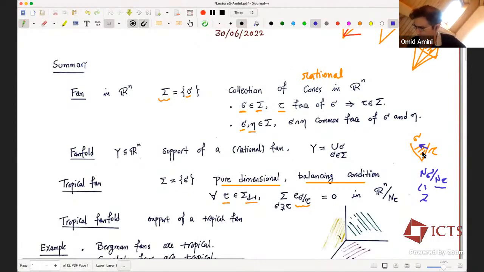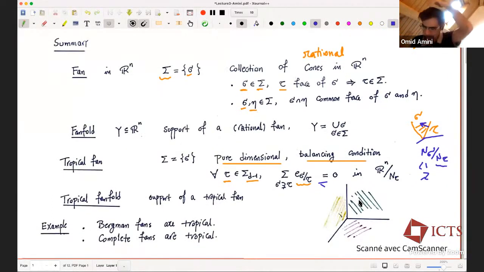And the balancing condition tells you that if you look at all the faces of dimension d around tau, you see a couple of them, and then you look at all the normal vectors e_sigma over tau, you just add them up, then you get a vector which lives in the tangent space to tau. In other words, it is 0 when you quotient the full space by the space generated by tau. So this equation is happening in this quotient space. Okay, so the tropical fans verify this balancing condition. And the tropical fanfold, by definition, is the support of a tropical fan.